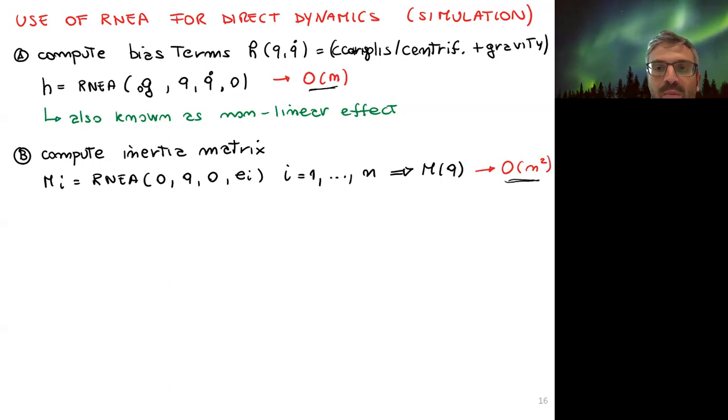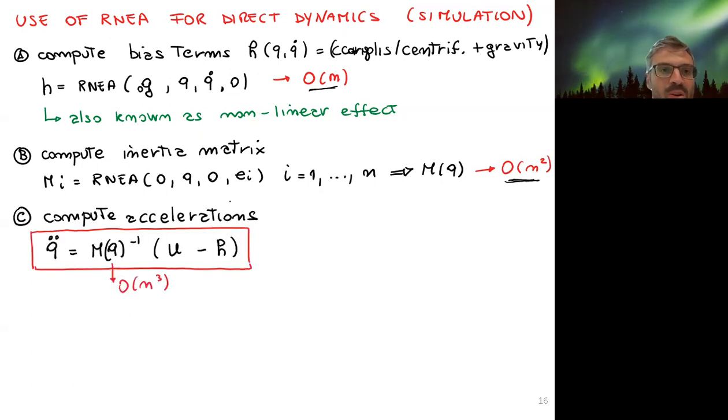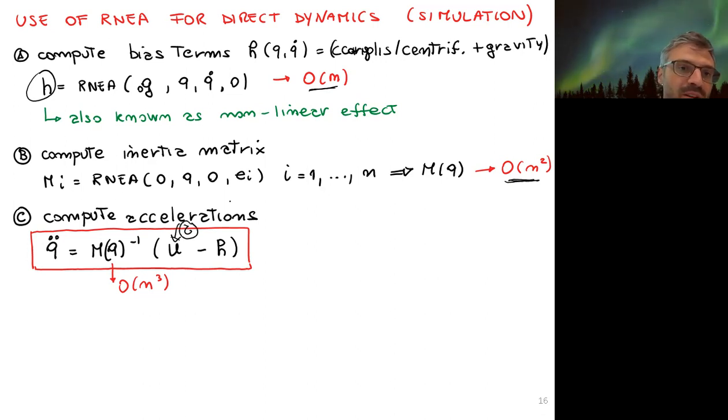Then we have quadratic complexity, because we need to do it for each of the n columns for the computation of the inertia matrix. And then we compute the accelerations of the joints, doing the inverse of the inertia matrix, given the torques that we apply. Sorry, I didn't say, this is for the forward dynamics. So we have torques as input and acceleration as output. These are the input torques, and this is the motion we want to get out. And the inversion of the inertia matrix has cubic complexity.